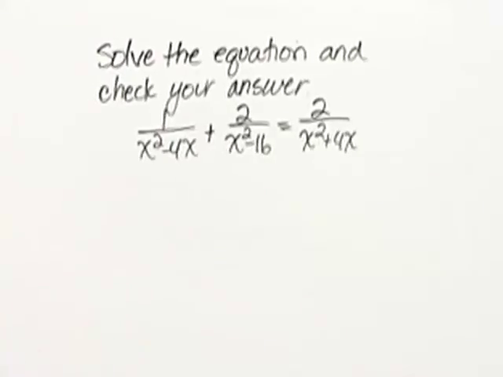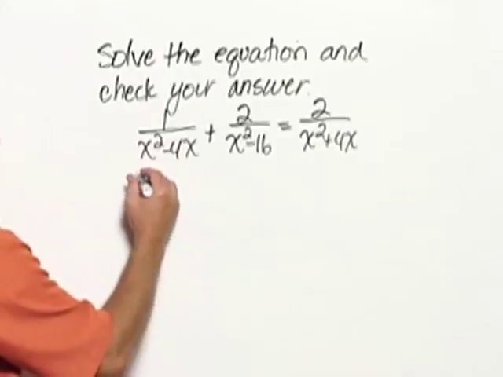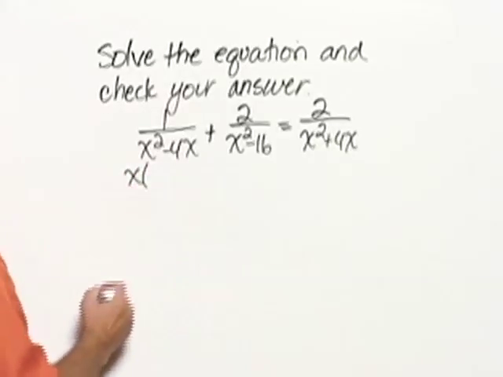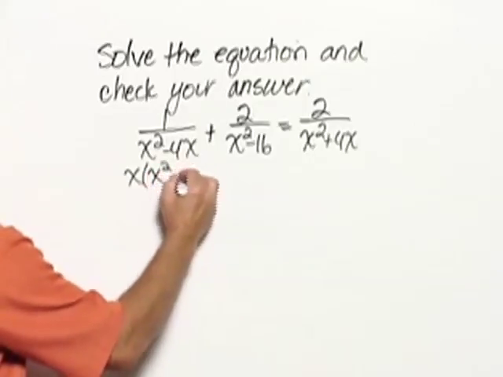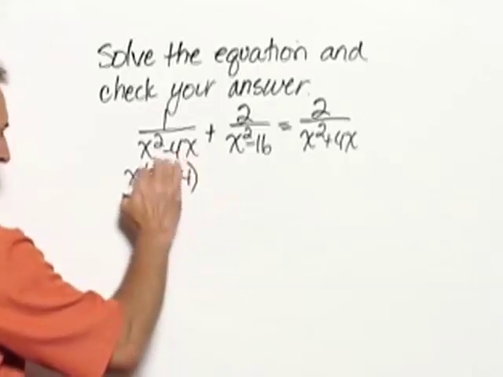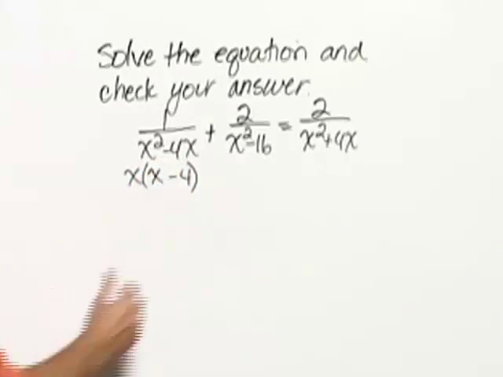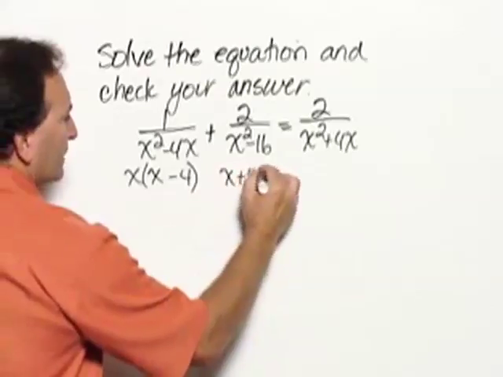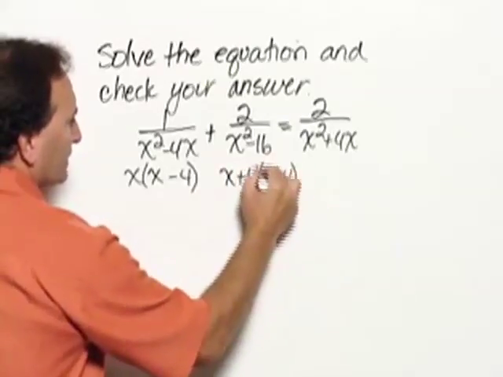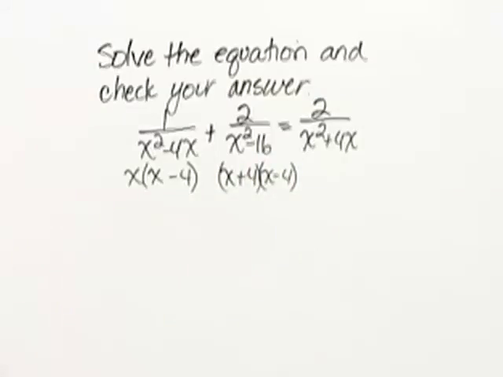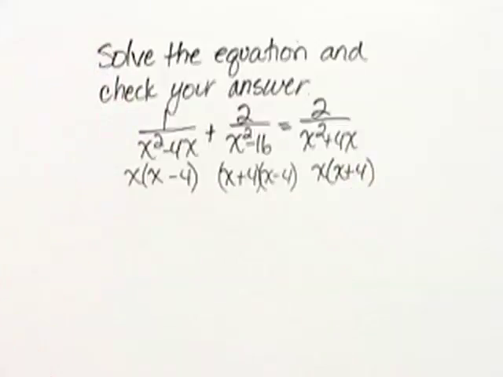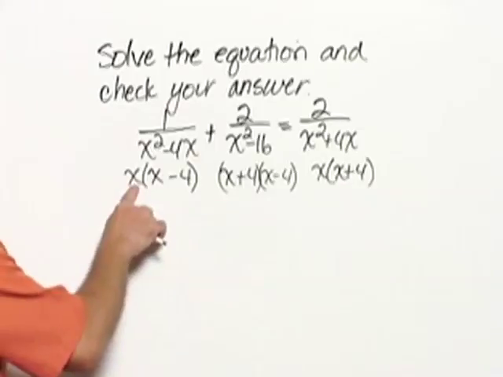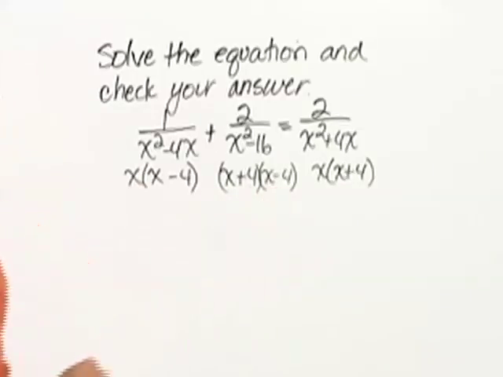Well, we need to find the common denominator here, so let's factor each of these denominators. Here we can factor out a common factor of x, and that will leave x minus 4. Here we factor that as x plus 4 times x minus 4 because it's the difference of two squares. And on the right side, we factor out a common factor of x, which leaves us with x plus 4. So now we can see the common denominator includes x, the x plus 4, and x minus 4.